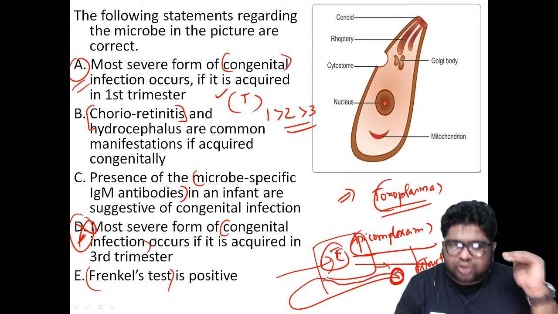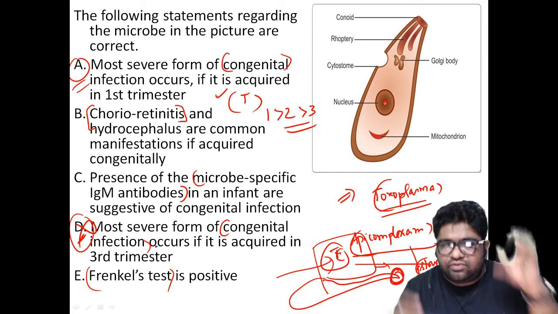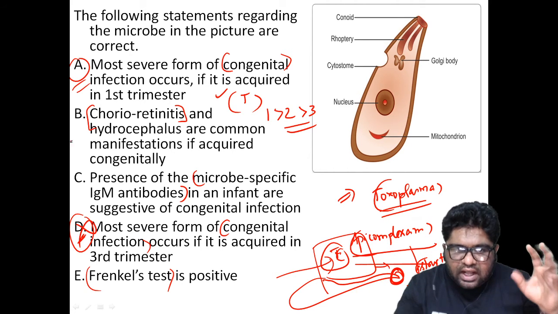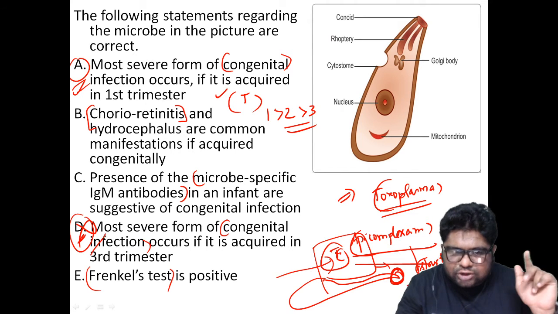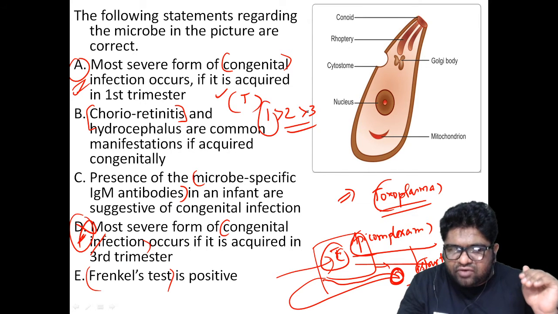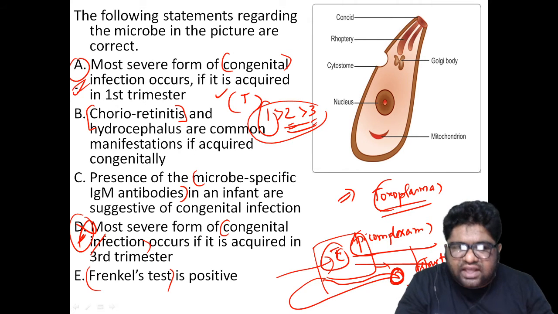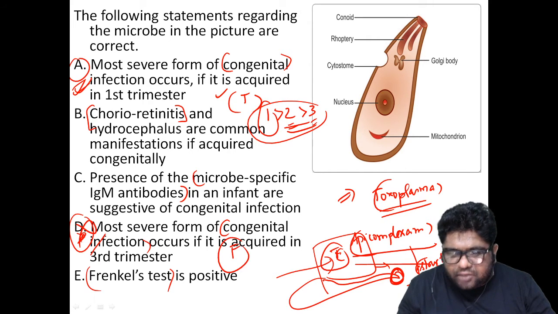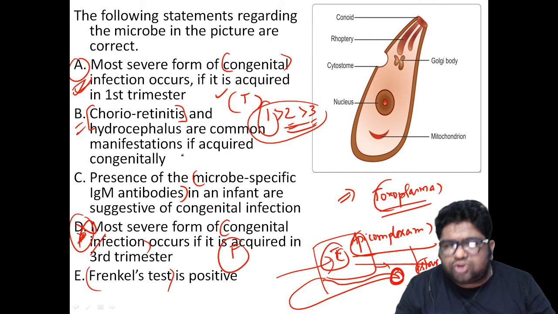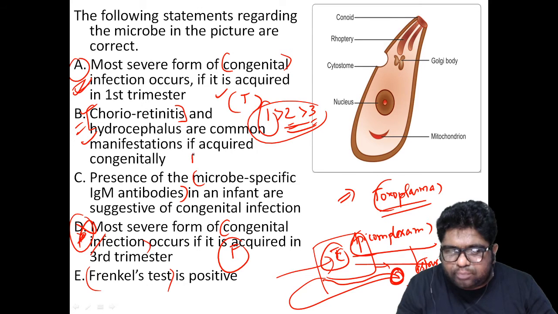Not just because you understand the logic of the question. Even if you don't know the organism, think about it. Either A should be correct or D should be correct. I am telling you, if first trimester is the most dangerous, then second trimester is less dangerous, third is the least dangerous. At that point of time, if A is a true statement, then D is exactly the opposite of it. It is a false statement right away. Now go for B. The most common manifestations of congenital toxoplasmosis would be hydrocephalus and chorioretinitis. That is understood. So B is also true.